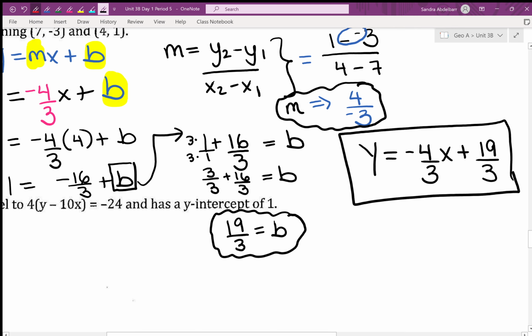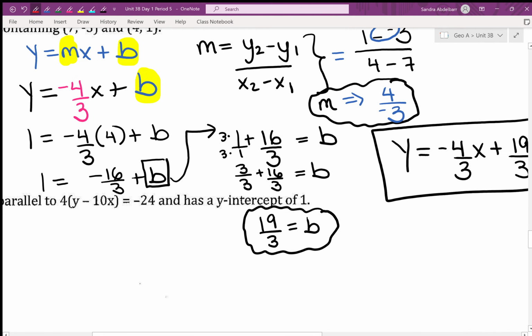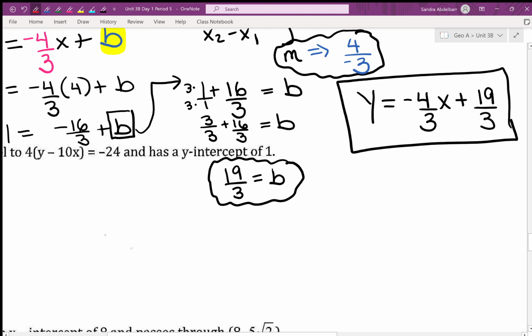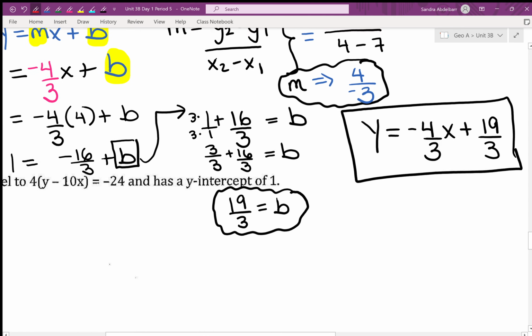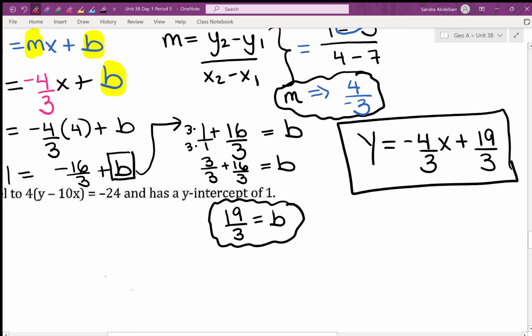What's wrong, Brenda? The negative 4 over 3? We got negative 16 over 3. That was our b, right? No, we got 19 over 3 for b. Oh, the 4 over 3 was for the m. Yeah, okay, that makes sense. I wrote the wrong thing down. Okay.